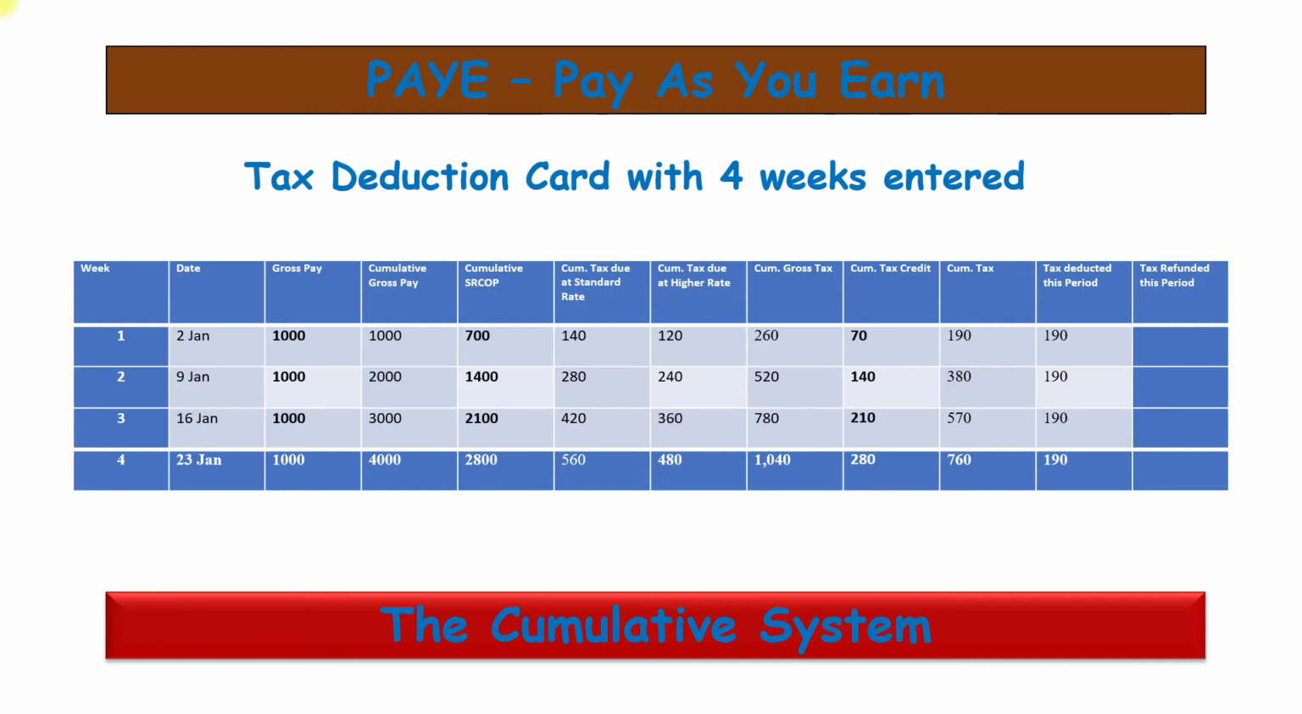Looking at the fourth week, we can see that the same principle applies all the way down. We get 20% of the 2,800 and 40% of 1,200. Add the results together and subtract the tax credit, and we are left with 760 in cumulative tax. Subtract the previous 3 weeks' cumulative tax of 570, and we are left with 190. Note: if the gross, the cutoff point and tax credit do not change each week, then the tax deducted this period should also stay the same.